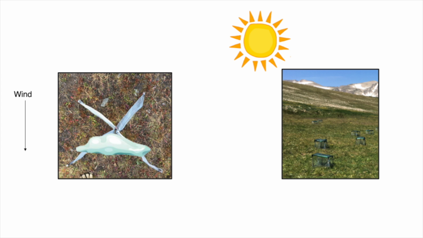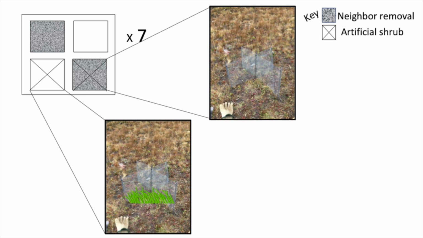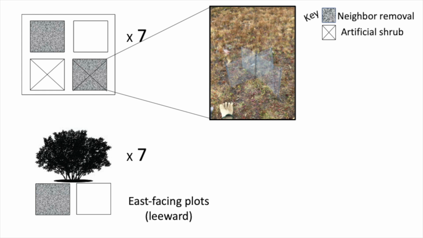These artificial shrubs are designed to trap snow on their leeward side in a way similar to real shrubs. I also attached shade cloth to mimic the effects of shading by the shrub canopy. There are 7 blocks containing a factorial combination of artificial shrubs and neighbor removals. For the neighbor removal, the above-ground biomass was clipped to eliminate above-ground competition, another force other than climate that could prevent subalpine seedling establishment. Additionally, we established 7 pairs of plots in conjunction with real shrubs on their leeward side.